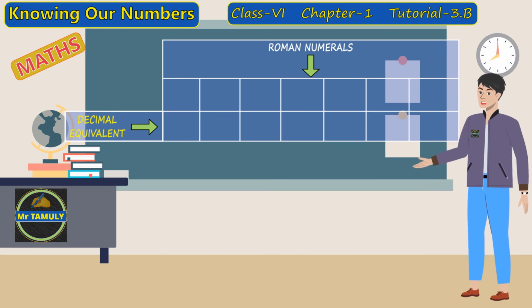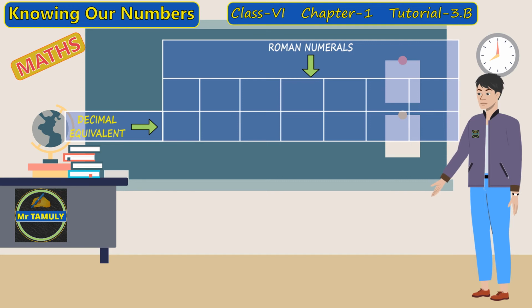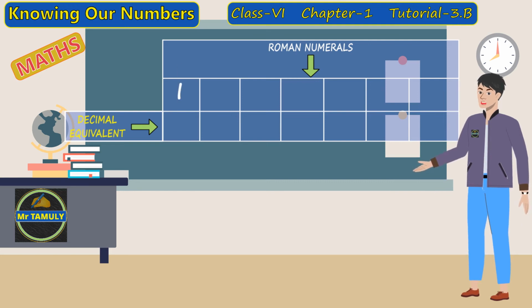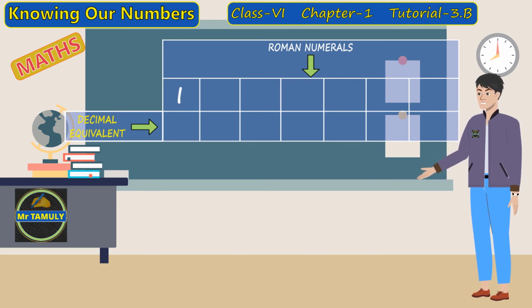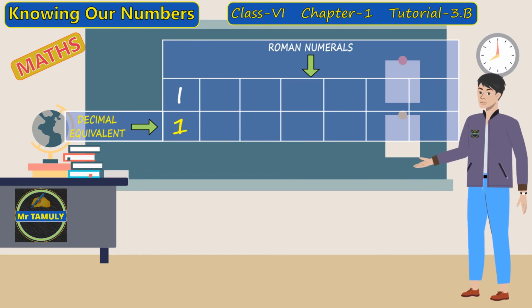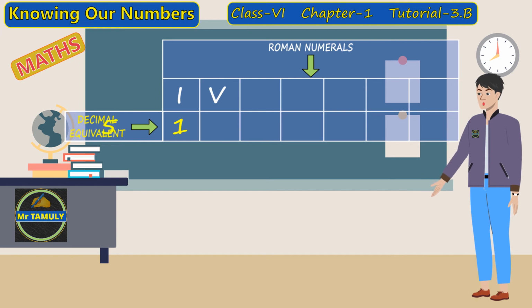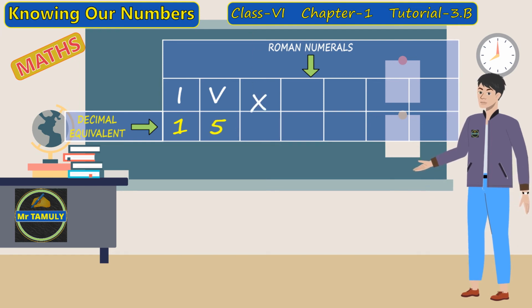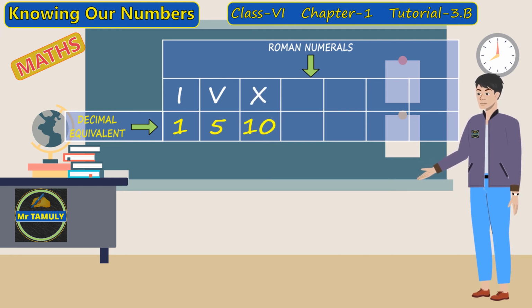There are 7 symbols with which we write numbers in the Roman method. The first symbol is the English letter I in uppercase. The decimal equivalent of this symbol is the number 1. The second symbol of Roman numerals is the letter V, and its decimal equivalent is 5. The third symbol is X, which represents 10. Most of us are conversant with these 3 symbols of Roman numerals.